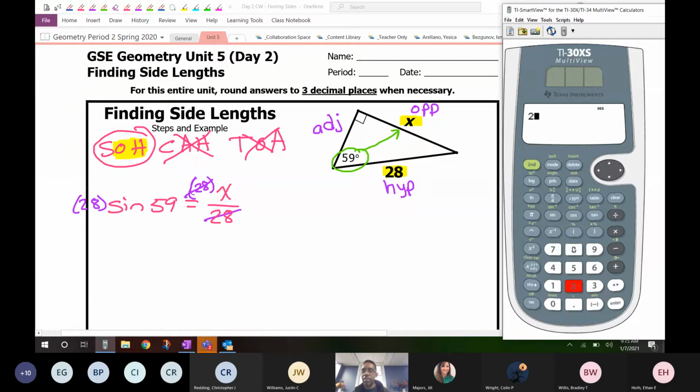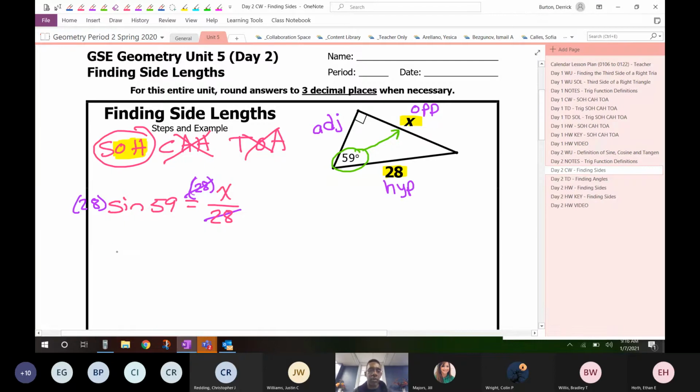All right, so you can simply type in 28 sine 59, just like that. You don't even need a multiplication sign in between. That's going to give you this decimal. For this entire unit, we're going to round to 3 decimal places. In this case, that third decimal place is a 0, but the next number is a 6. So we actually have to round that to 24.001.